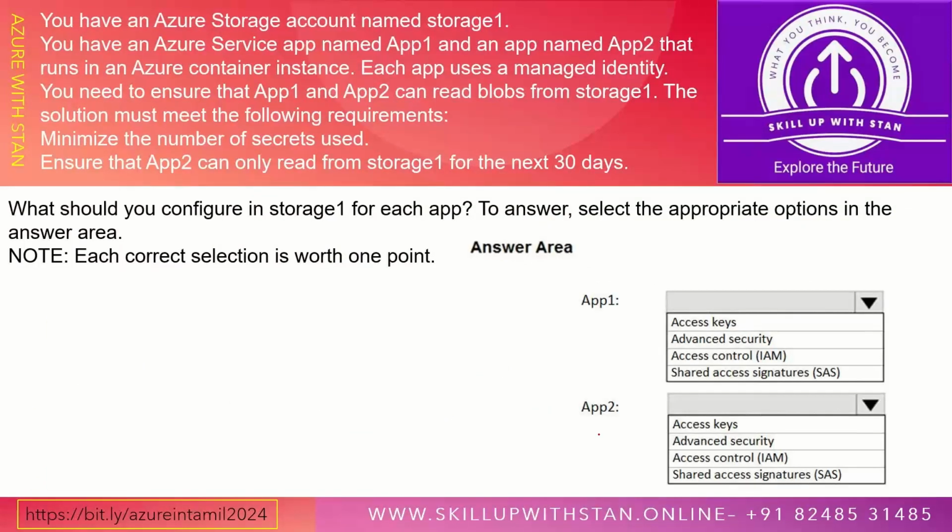Okay, let's move on. You have an Azure storage named Storage 1. You have an Azure app service named App1 and an application named App2 as well that runs in Azure Container Instances. Each app uses a managed identity. You need to ensure that App1 and App2 can read blobs from the storage. The solution must meet the following requirements: minimize the number of secrets needed, so they do not have too many secrets, and multi-factor authorization is not needed.